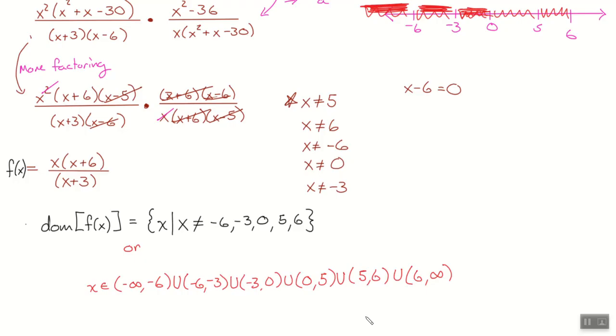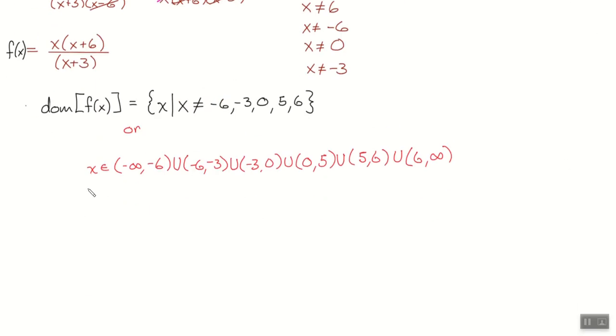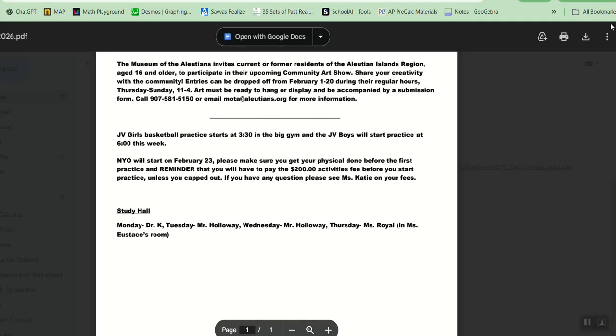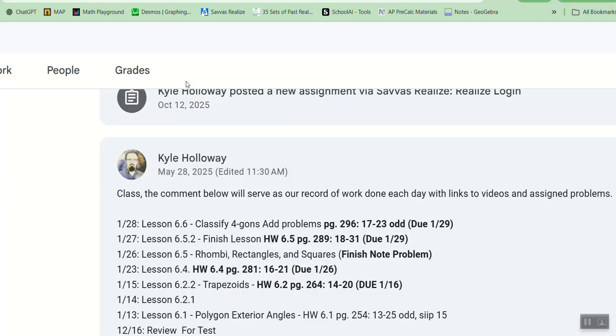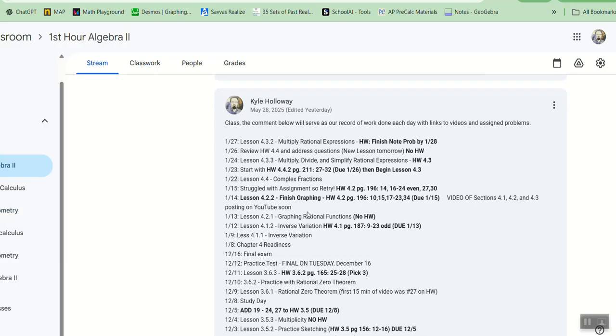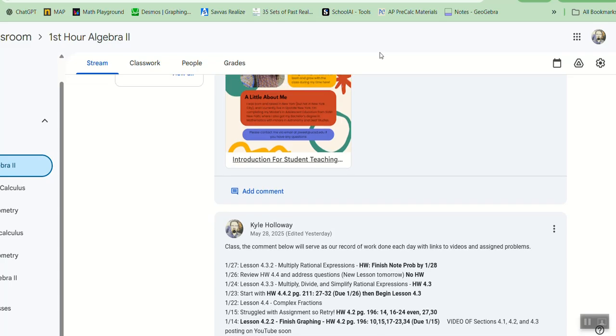Cool. So for now, we have a little bit of time to work on an assignment. I'm going to put it on Google Classroom so that I don't forget to do so. And let's see how it goes. So we're in first hour algebra. Eventually we'll be in first hour algebra. There we are.